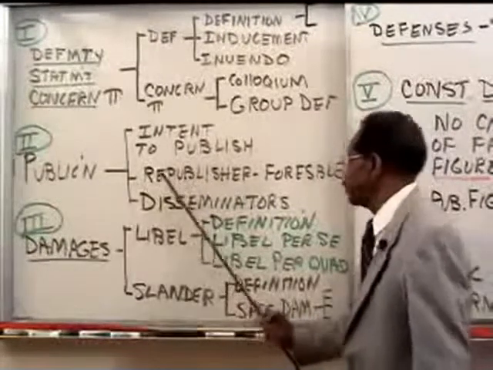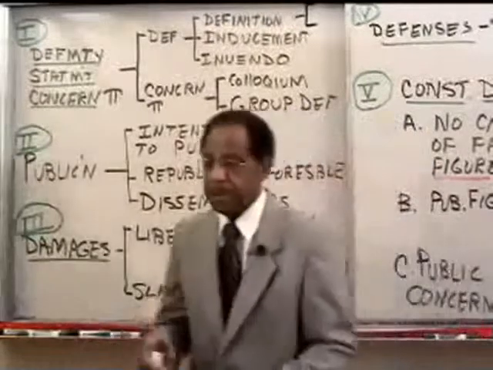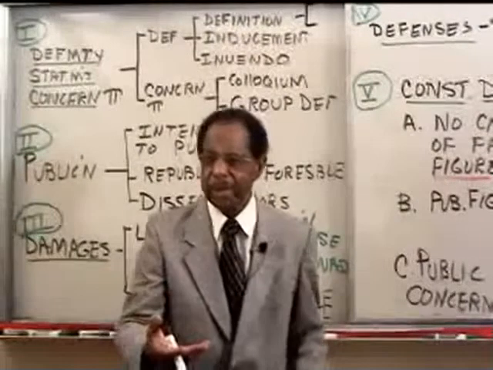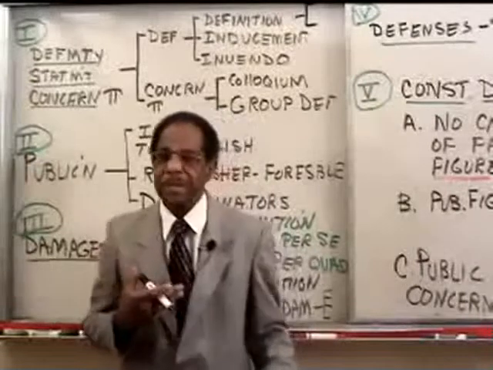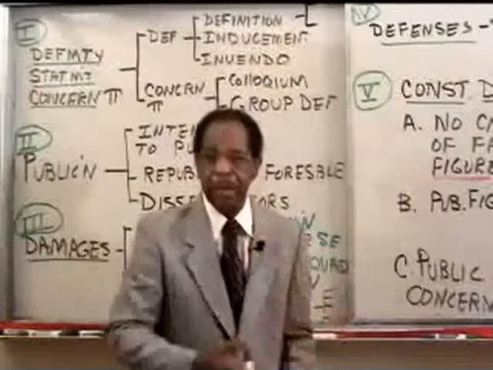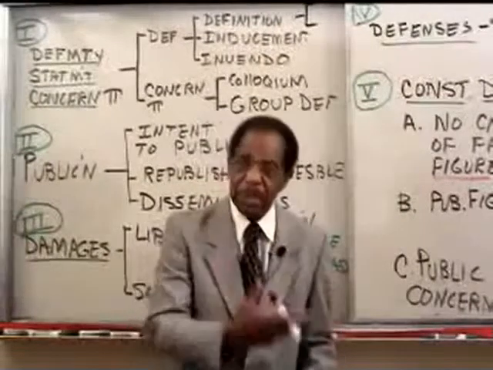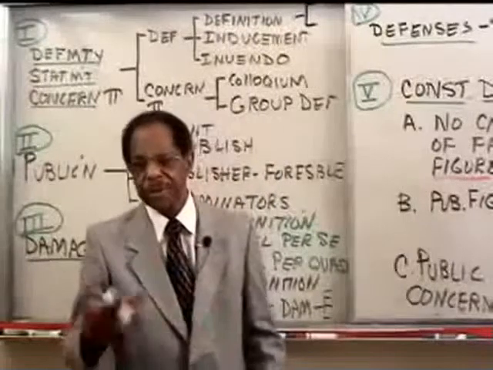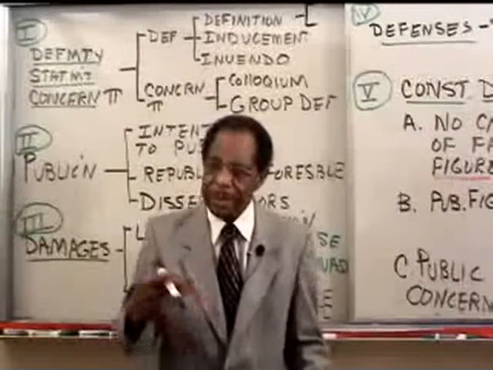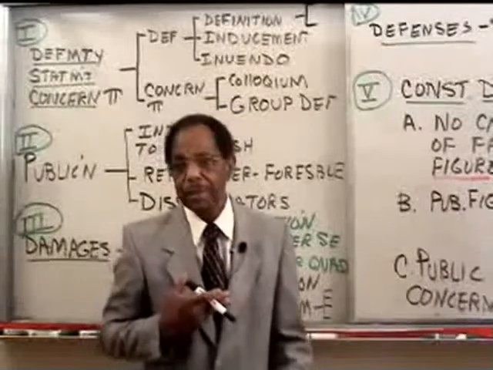Next is the case of the republisher. Now, the republisher is a person who receives the information and tells somebody else. So if you tell me something defamatory about Joe, and now I tell Mary about it, I am a republisher. And the rule is that the republisher is just as liable as the original publisher. It also is true that if the publisher has a defense, the republisher cannot use that defense.